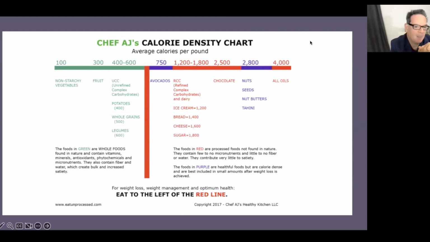What would happen if those 3 pounds included a pound of non-starchy vegetables? Look at that. 1 pound of non-starchy vegetables is only 100 calories. Of course, if we only ate non-starchy vegetables, we would starve at the end of the day, and it wouldn't work. It would not be a sustainable way of eating.